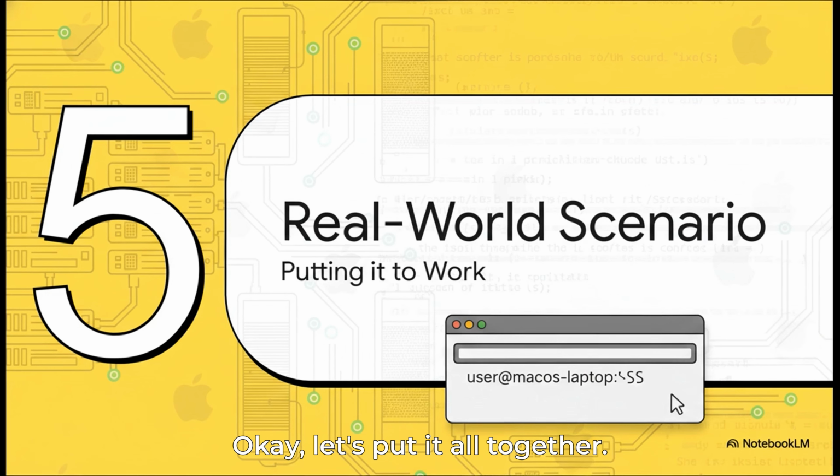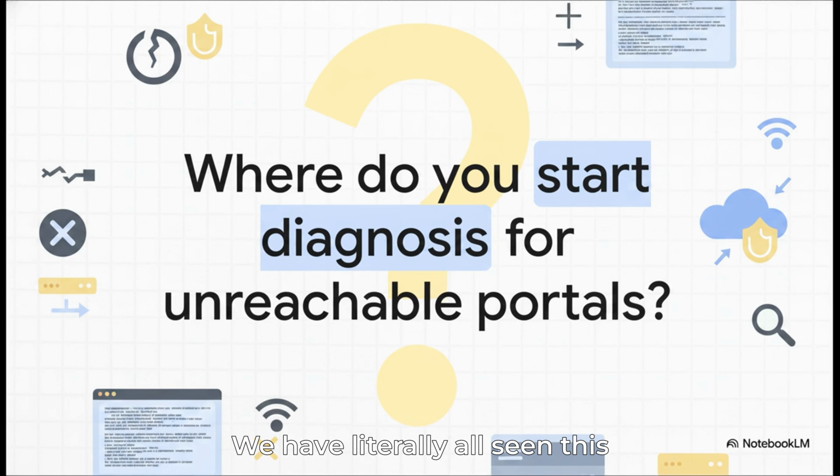Okay, let's put it all together. Section 5, a real-world support scenario. We have literally all seen this exact ticket, right? "I cannot reach our internal company portal. It's extremely urgent." Now, we both know that blindly clicking through system settings menus isn't going to isolate the root cause fast enough, but with our new toolkit, we have a structured, surgical approach. Let's see how this actually plays out live.